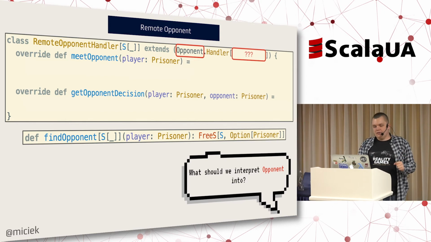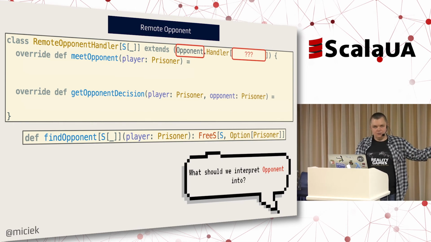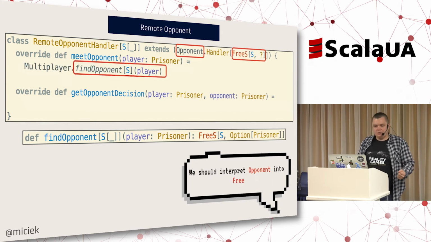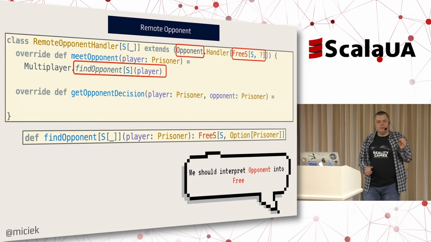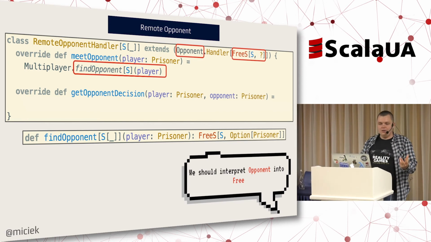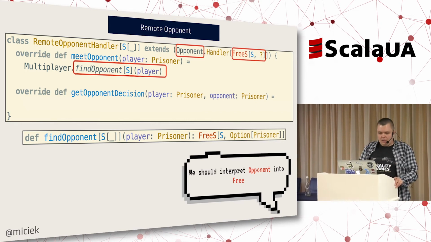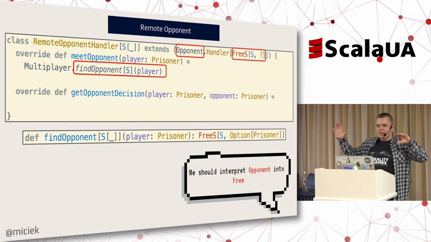What's that? The last time it was IO, and right now we can reuse the matchmaking things that we did in isolation. We thought intelligently about them, and now we can reuse them. So this is a one-liner. We are just interpreting into free now. So we are interpreting a remote opponent into free. So we are interpreting a free program into another free program. And this is how we connect the matchmaking, which we thought about intelligently in isolation, and remote opponent handling, which we also defined in isolation.